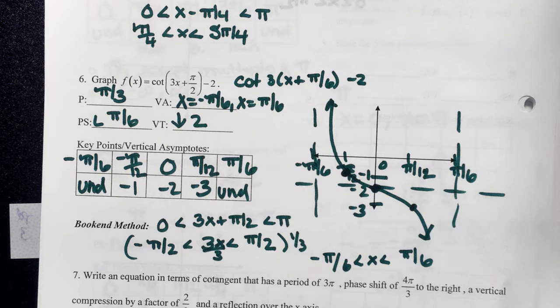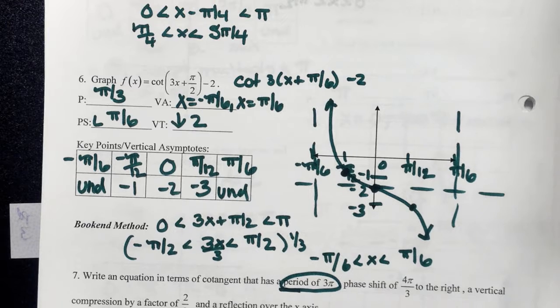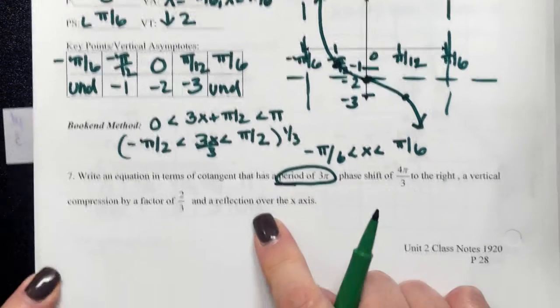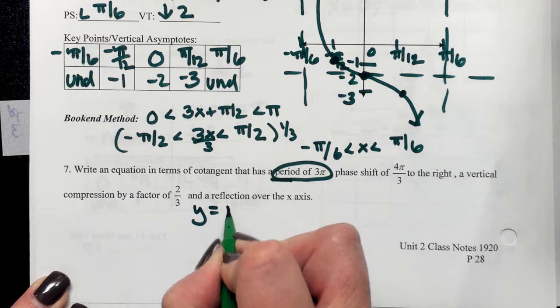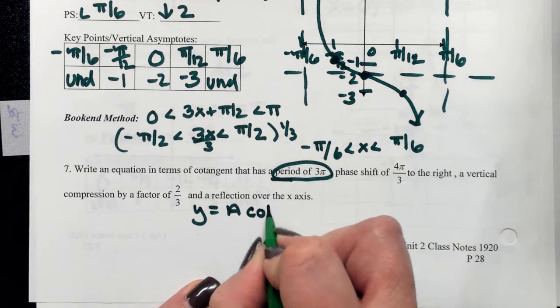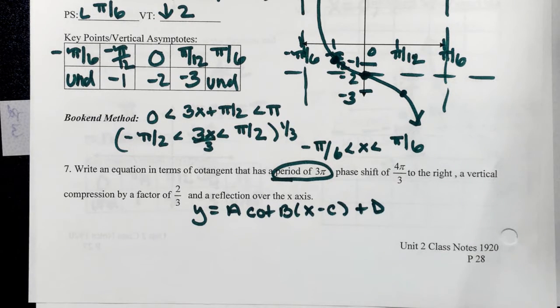So they want me to write an equation in terms of cotangent that has a period of 3 pi, phase shift of 4 pi over 3 to the right, vertical compression by a factor of 2/3, and a reflection over the x-axis. So again, remember when I write the equation of cotangent, just like I did for sine and cosine, I got to know my A, B, C's, and D's. So you got to find your A, B, C's, and D's and plug them in.